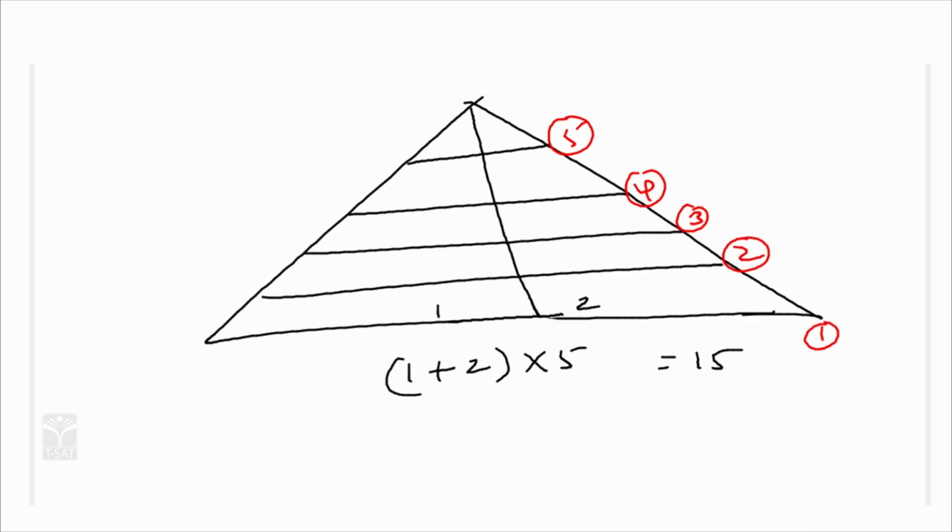So, here it divides into how many parts? 5 horizontally, 2 vertically. So, simply it is 1 plus 2 multiplied by 5, which is equal to 15. 1 plus 2 multiplied by 5 means 3 5s are 15. There are 15 triangles. Clear?